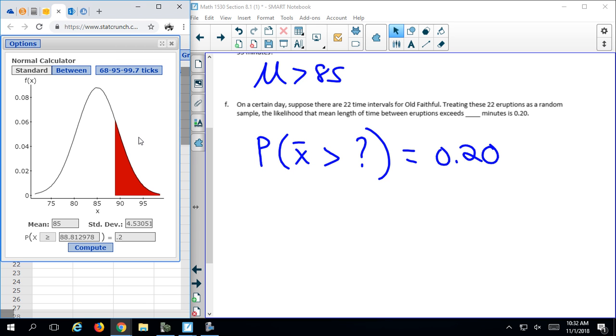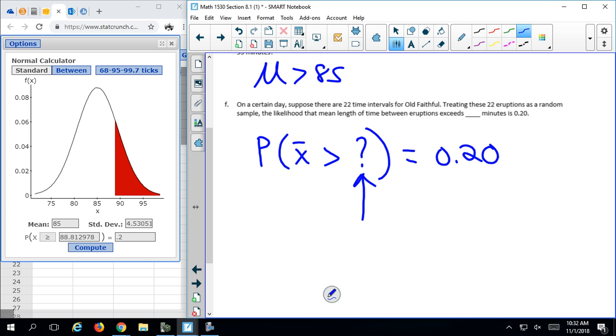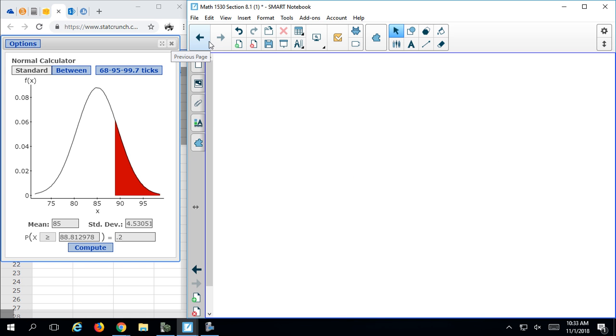So this blank is 88.8. So that's X bar. That sample mean that we're looking for is 88.8. Any questions?